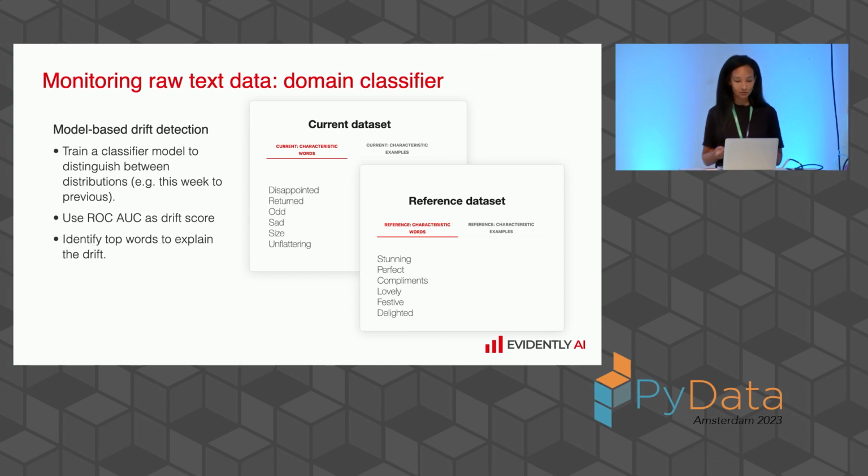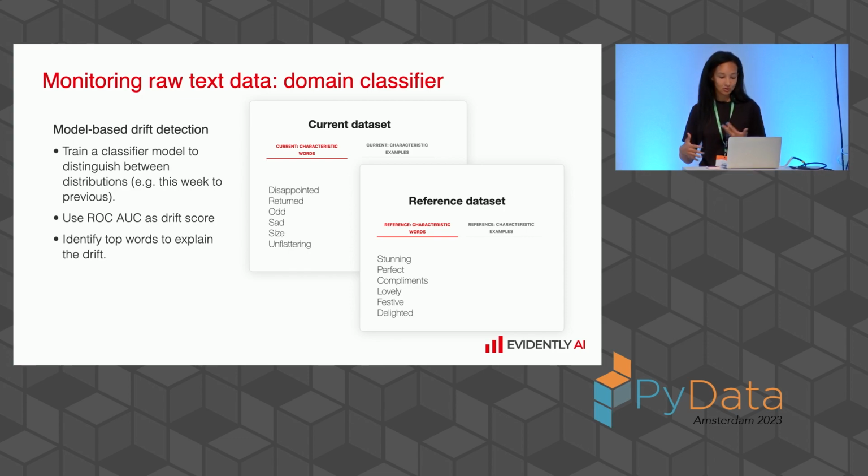So what is the source of the differences in our text? For example, if in the current dataset we see that there are a lot of words like disappointed, or sad, size maybe, and when it comes to the reference dataset, we see some words like stunning, perfect, compliments, lovely, then probably the drift, the difference in our text comes from the sentiment, not from the text size or maybe new additional topics. Well, that's questionable, but still we can create a lot of hypotheses of what's going on. This is why I like this way to calculate drift on top of raw text really well. And luckily, logistic regression really works well.